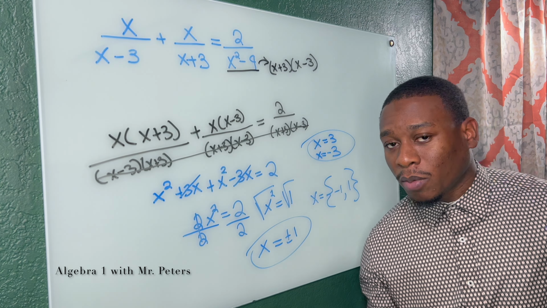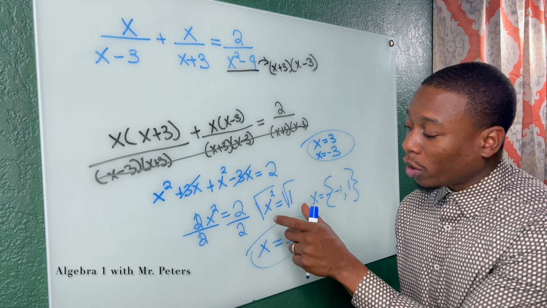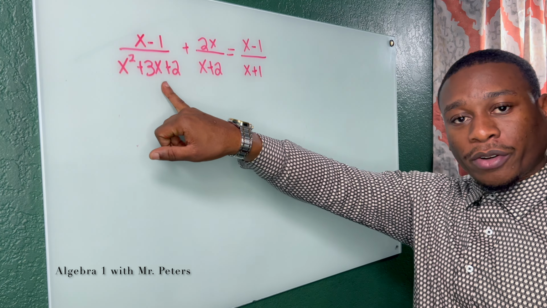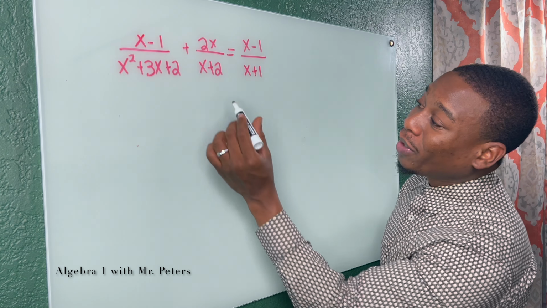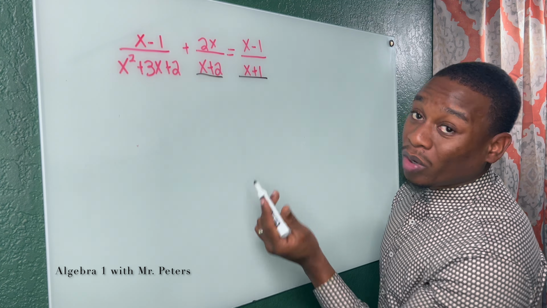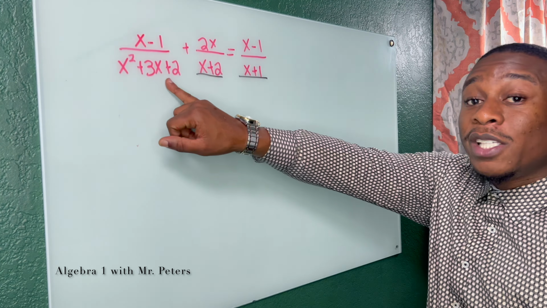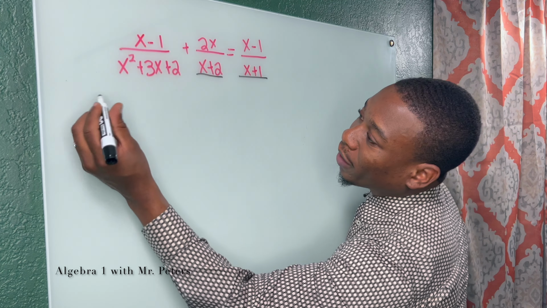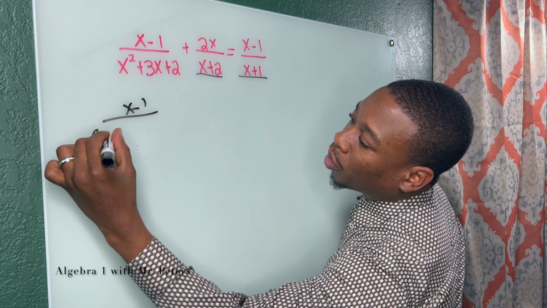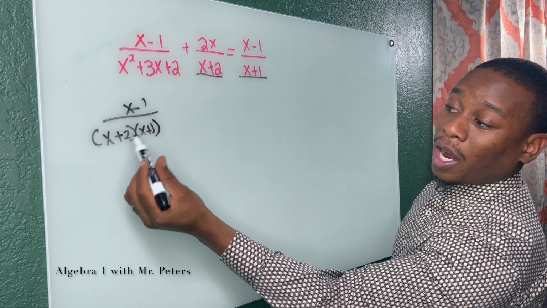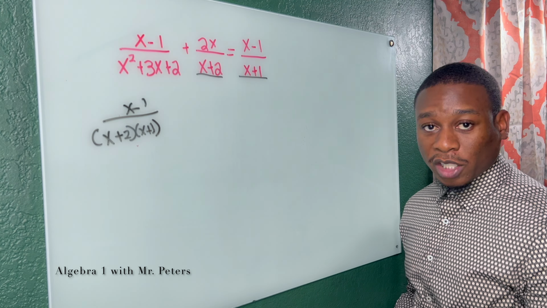But problem number 2 is going to be a little bit different because we're not going to use the square root method to solve at the end. In problem number 2, the first thing we want to do is make sure we factor any trinomials that we can. As a rule of thumb, typically the other factors will give you a hint of what these factors may be. And once we break this down, we're going to have x minus 1 over x plus 2 times x plus 1. So we know our common denominator is x plus 2 times x plus 1.